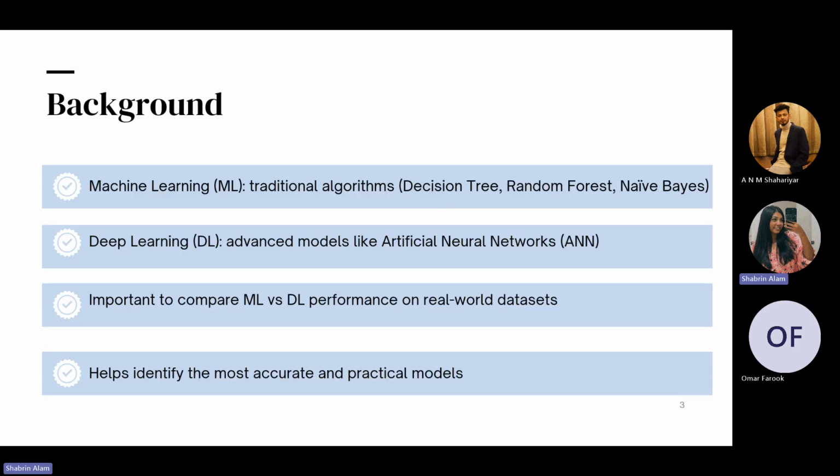In the background, machine learning and deep learning are widely used today to solve real world problems. On one side, we have machine learning algorithms like decision tree, random forest, and naive Bayes, which are simple, interpretable, and fast. On the other side, we have deep learning models such as artificial neural networks, which can capture very complex patterns. The key question is which one is better for a real data set like this. By comparing ML and DL, we can understand not only which performs better, but also the trade-offs in terms of accuracy, efficiency, and interpretability.